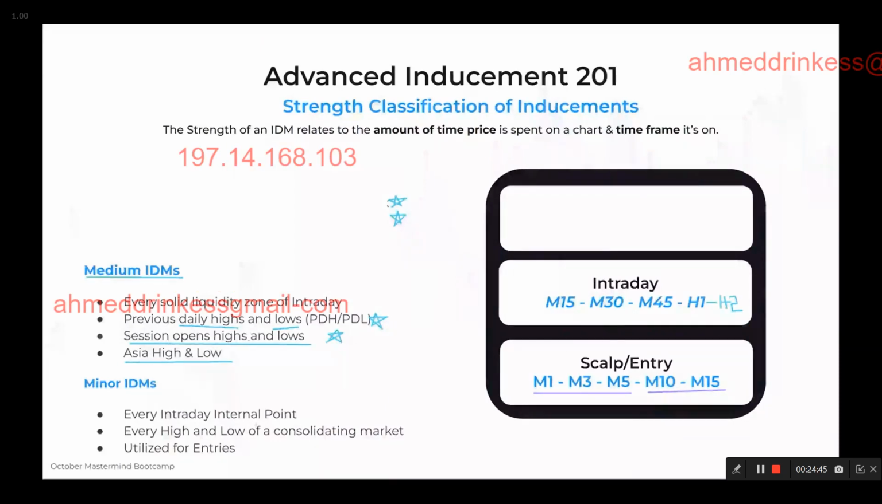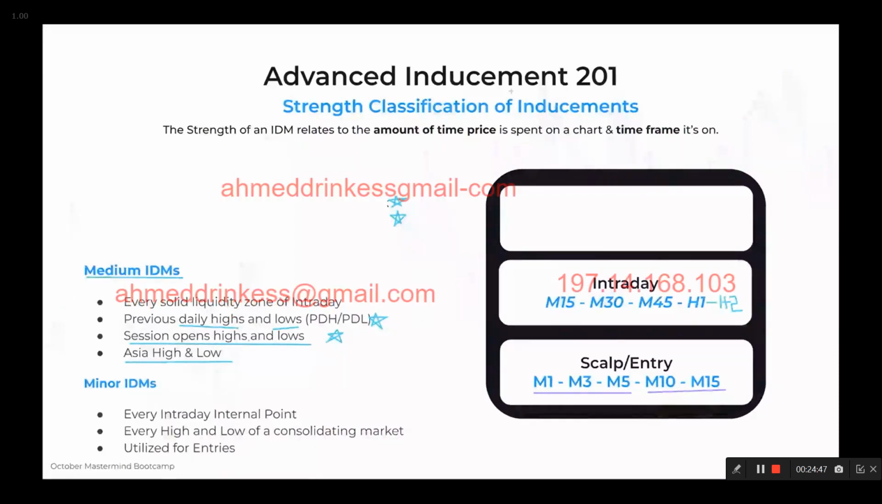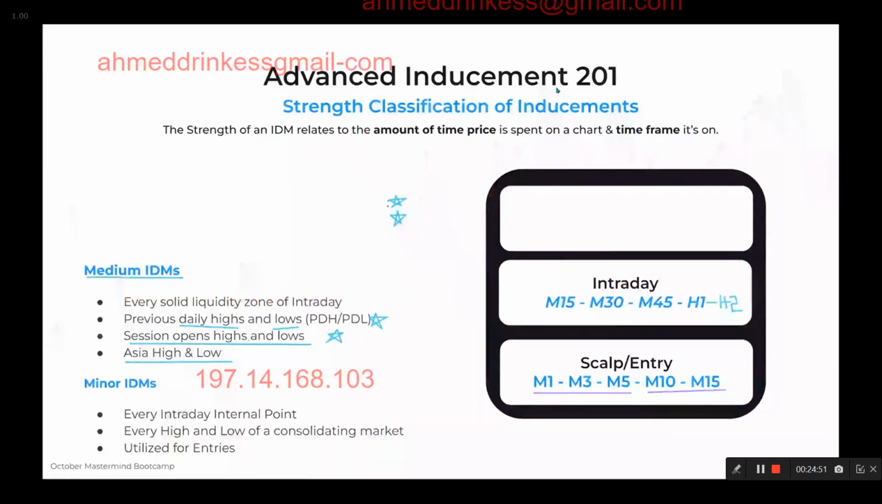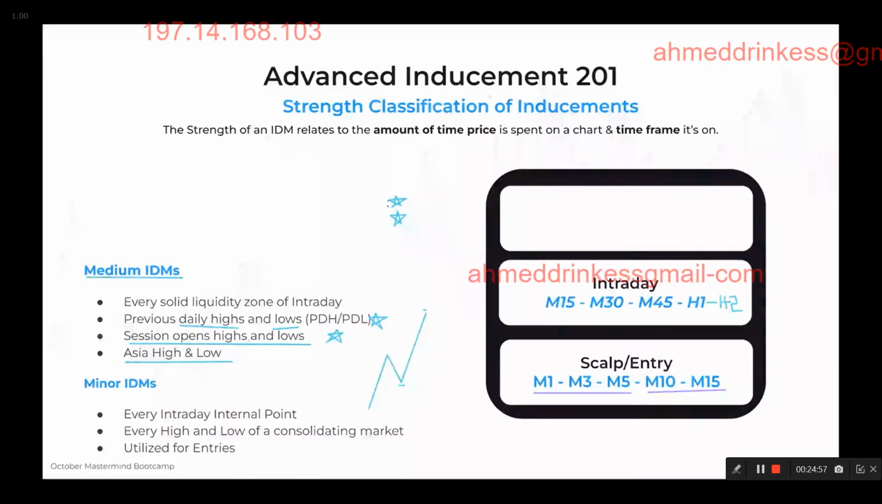So this is every intraday internal point within our main range on intraday, right? If this is our intraday range, let's say this is our intraday higher low, higher high.